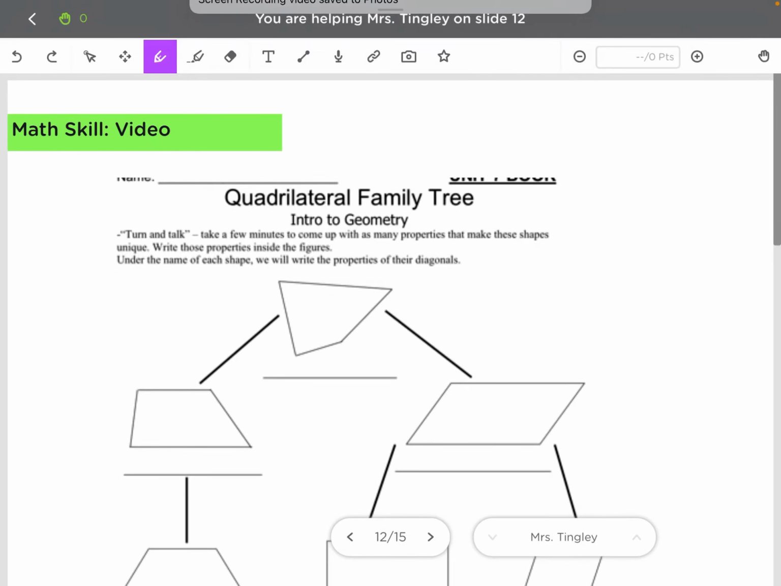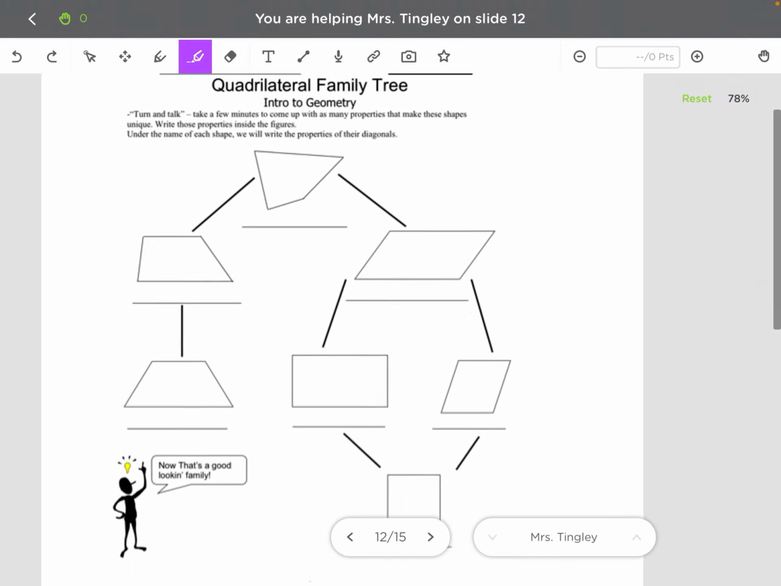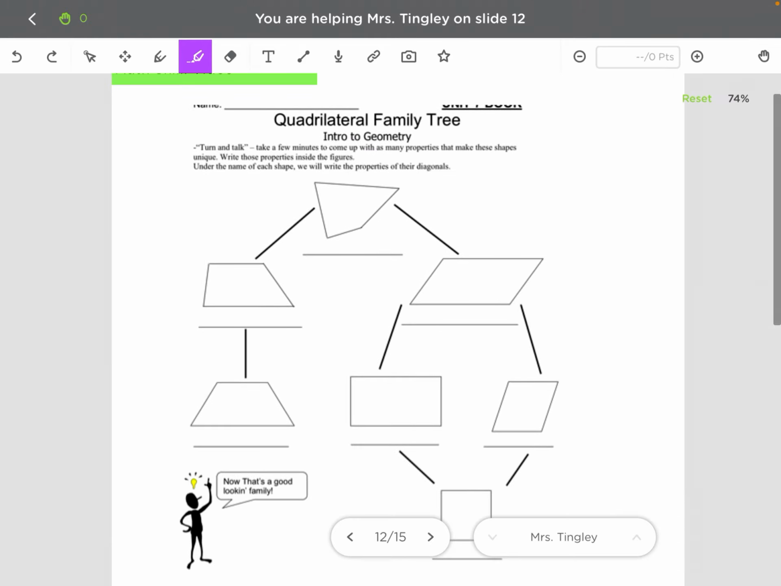Hello, third grade, and welcome to our math skill for today. We're going to continue looking at quadrilaterals and memorizing the family tree. Please follow along with me as we label the different parts of quadrilaterals.